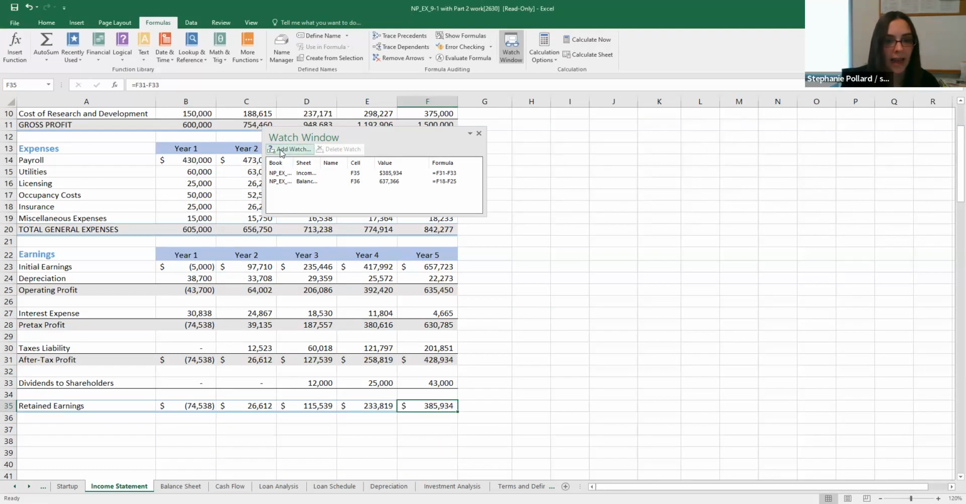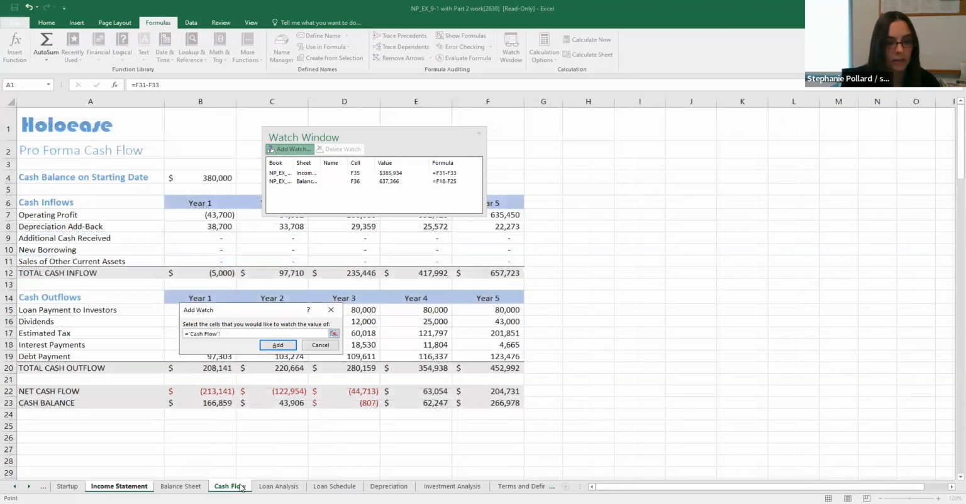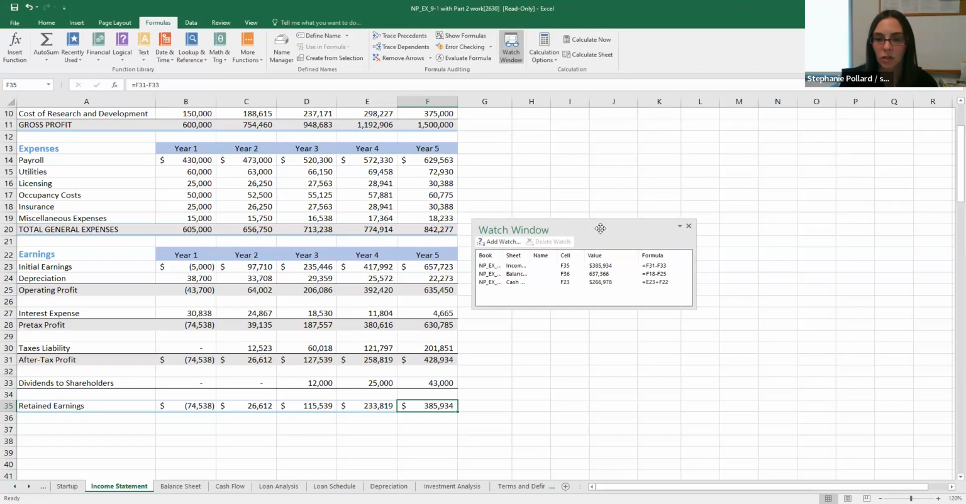And I'm also going to add a watch for the cash flow sheet, cell F23. And looking at that, again, year 5 cash balance as well. And I'm going to go ahead and add that. So I have 3 cells that I'm looking at here in my watch window, and then I can see them change or alter as I make changes to the problem.